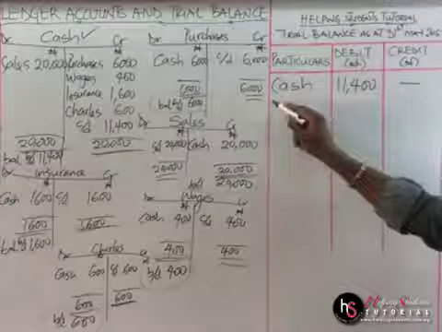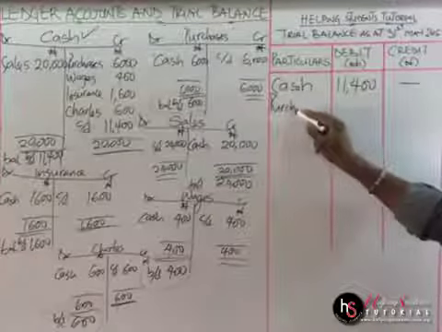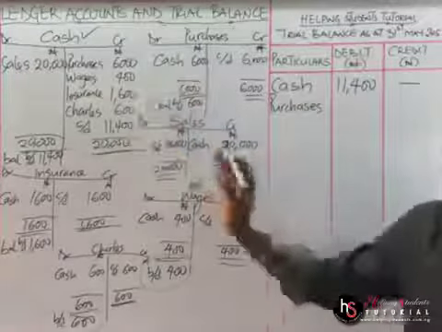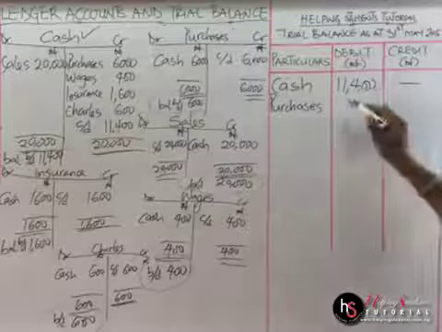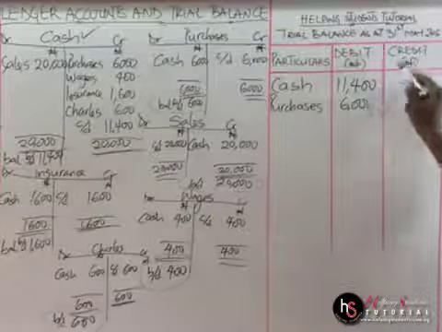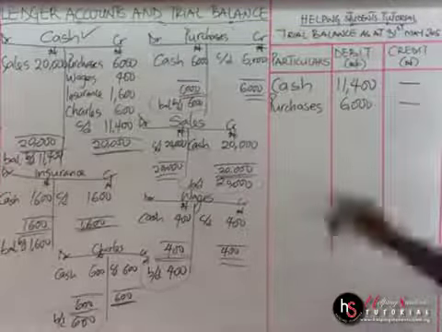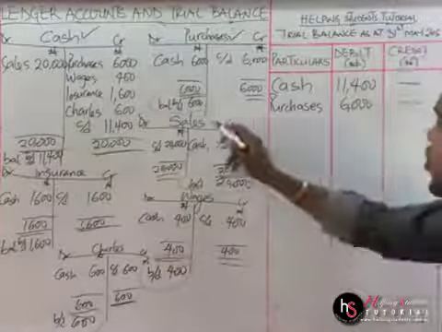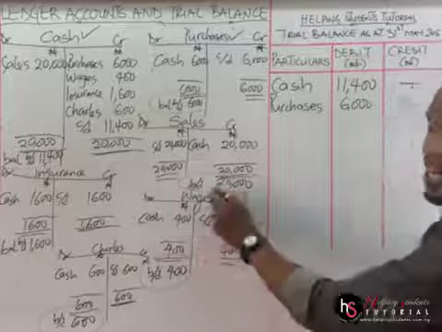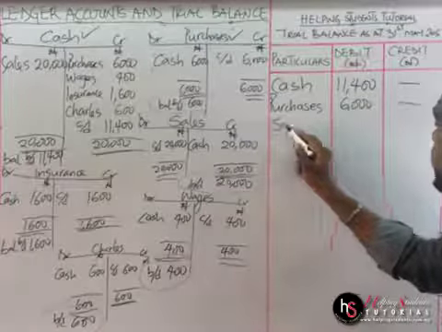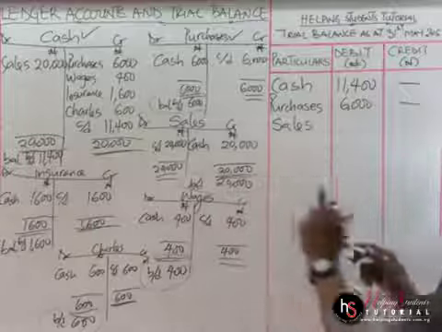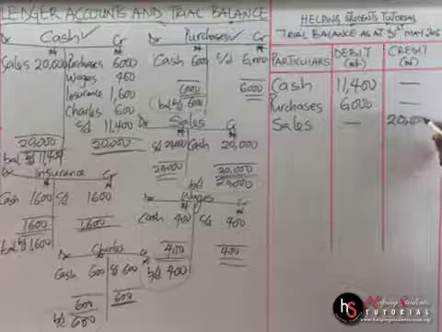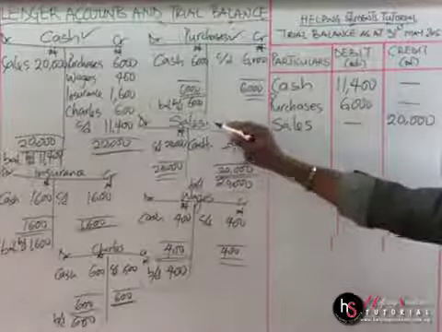Now we have purchases. Now for purchases, you can see we have a debit balance as well. Okay? So we have what? 6,000. And on the credit side, nothing. We have recorded this as well. Now we have what again? We have sales. So for sales, you can see we have a credit balance. And how much is it? 20,000. So on the debit side, nothing. On the credit side, we have 20,000. All right? We have also recorded this.